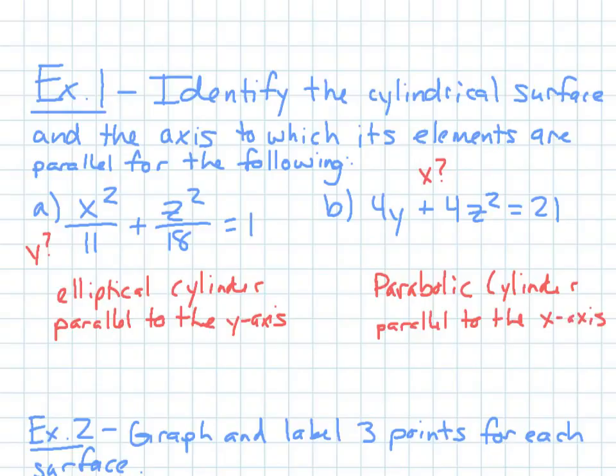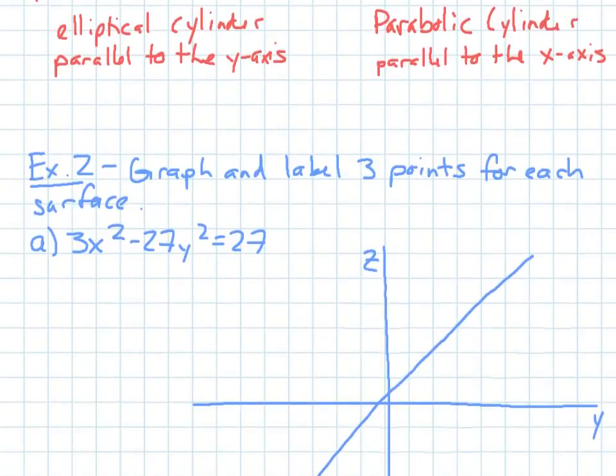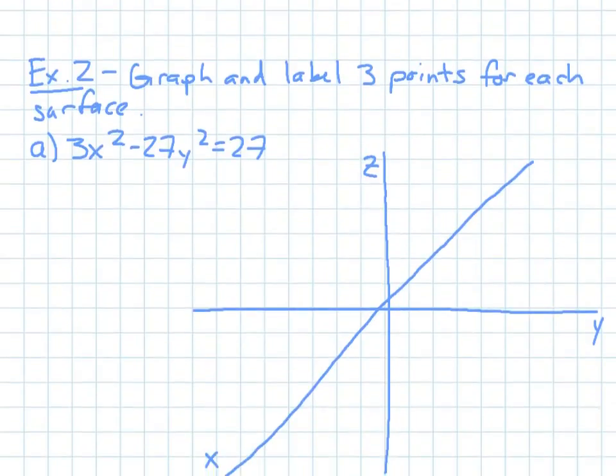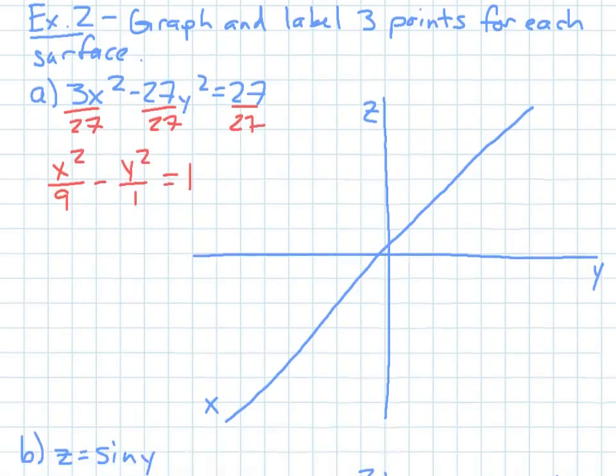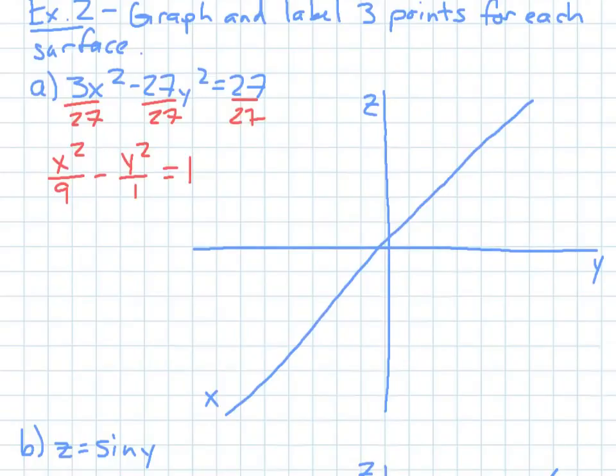Okay? So now I want to be able to graph, and then they want you to label these. So here I just want to put my equation into standard form so it's easier to understand. So dividing everything by 27. Okay, so then that gets me x squared over 9 minus y squared over 1 equals 1. And so then now I'm just going to graph this like I would normally in 2D, but then you just have to add the extension of whatever axis you're parallel to.